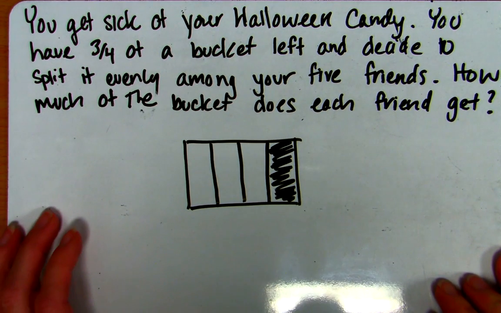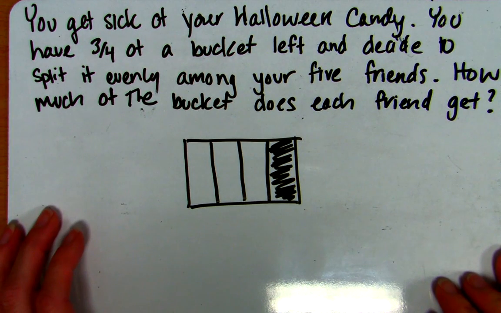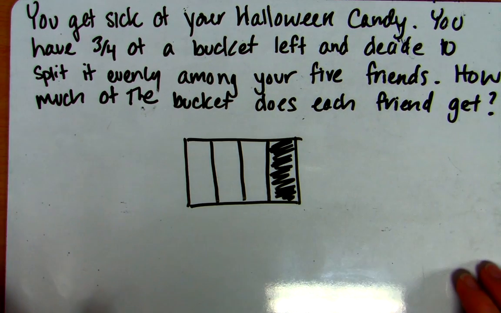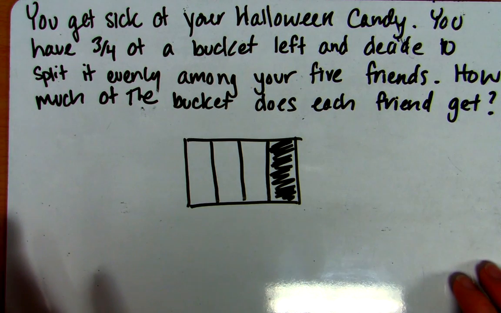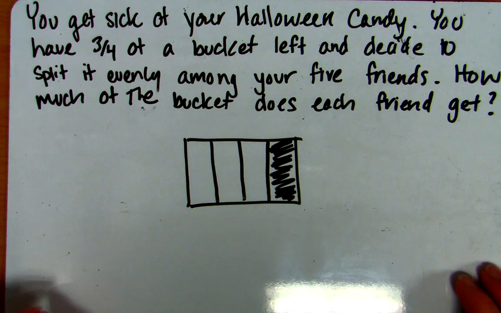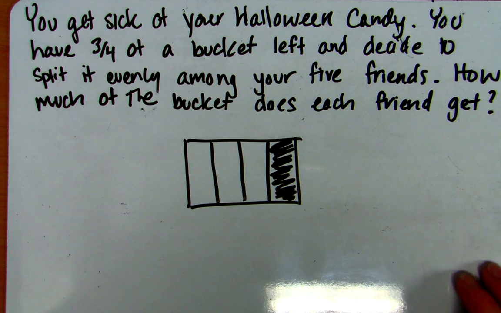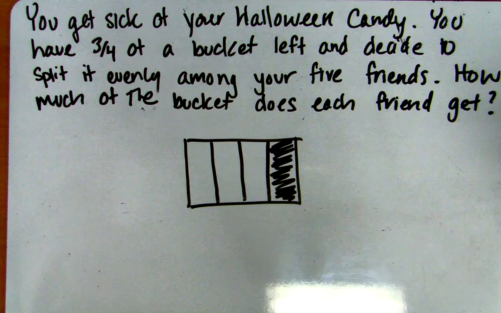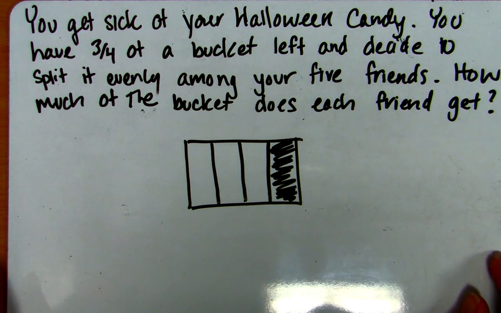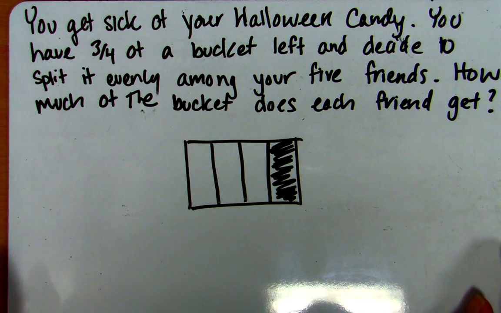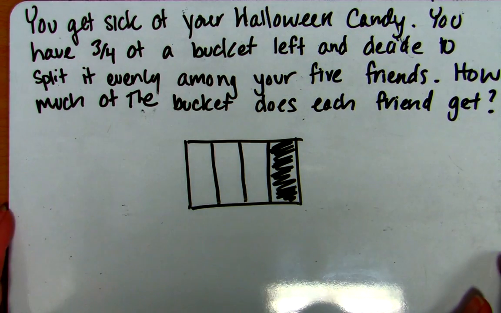Now you're going to split it evenly among your 5 friends. So you should be thinking in your head, if I'm splitting it evenly among my 5 friends, and I only have 3/4 of a bucket to start with, they're not going to be getting that much of a bucket. They're definitely going to be less than a whole bucket, because I don't have a whole bucket to start with. And they're going to be getting less than 3/4 of a bucket because I'm taking that 3/4 of a bucket and splitting it amongst 5 people. So my answer should be a fairly low fraction. So let's see what actually happens.